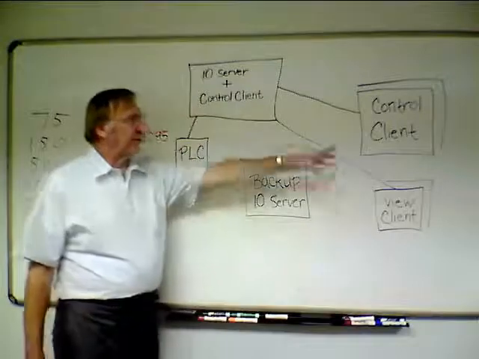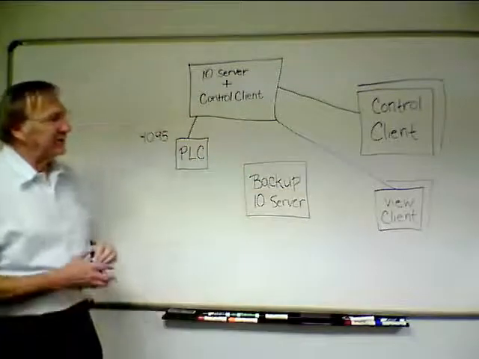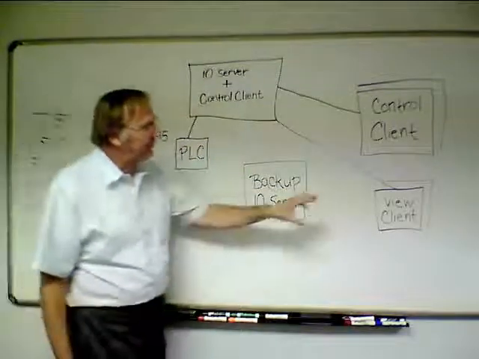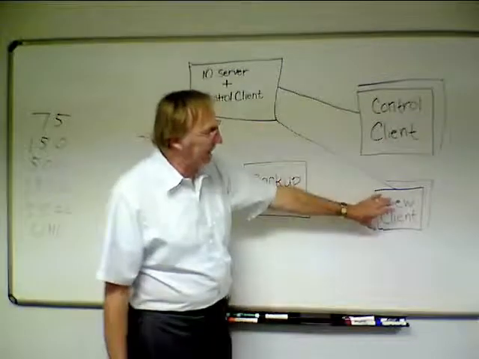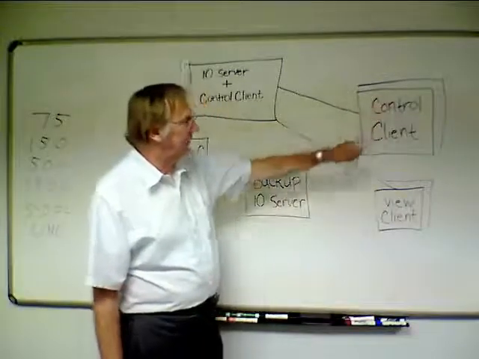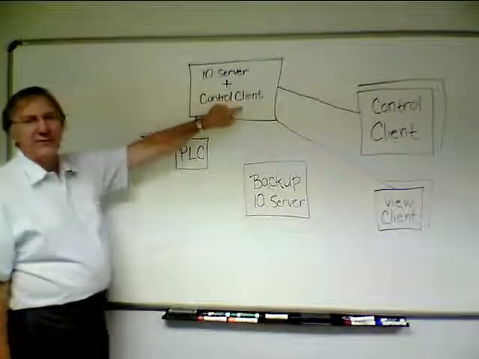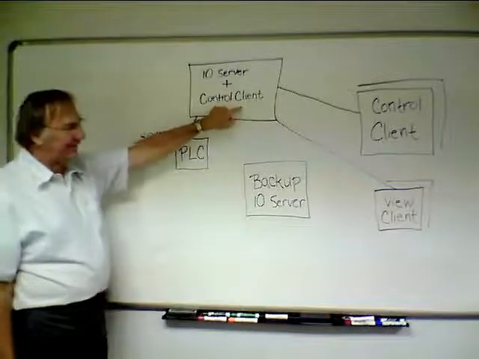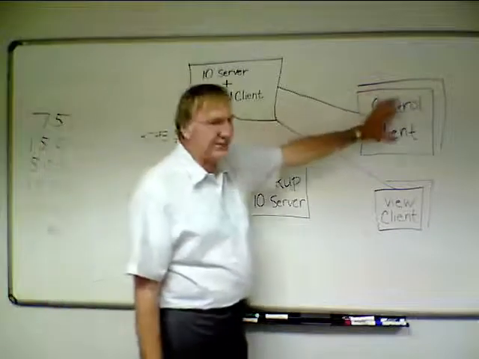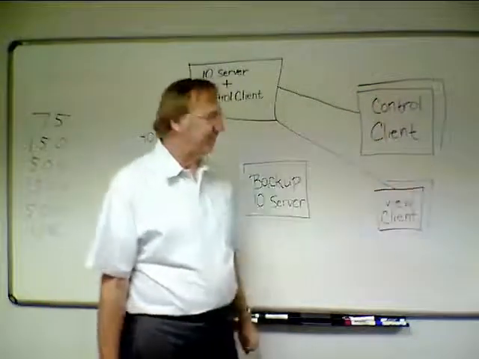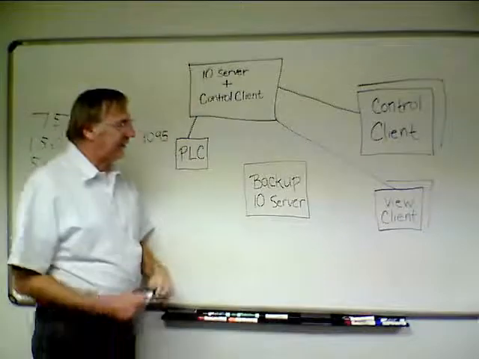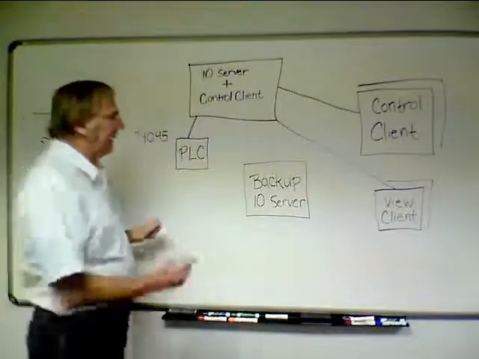Now, if you look at this overall design, one of the first things you will realize, you'll say, well, this is all great because we can add all these view clients, add all these control clients, going back to the I/O server. But what happens if the I/O server breaks? Then obviously, all these guys would lose their information. So, in that case, what we would do is add a backup I/O server.